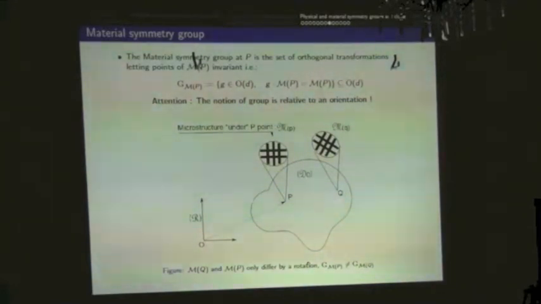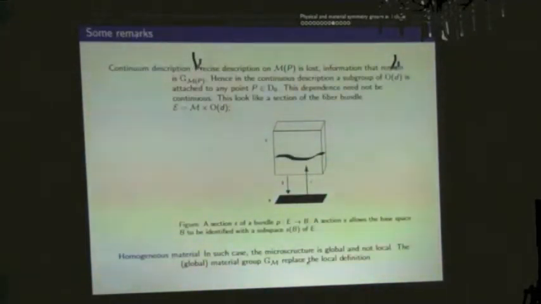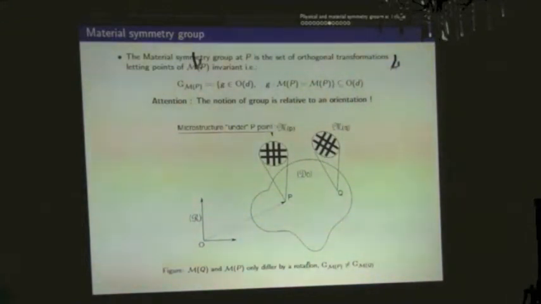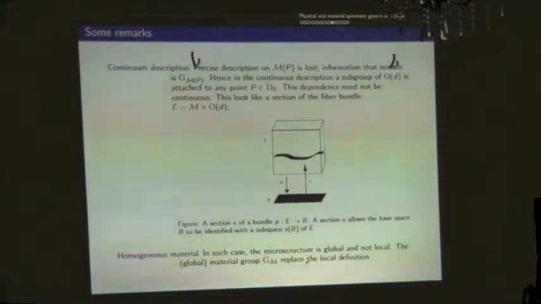So for heterogeneous material, you can speak only of the symmetry group at a particular point. There is no notion of global symmetry group. It's a local information only. And if you move to homogeneous material, the definition which was given here for the point P becomes true for any point, so we just cut P from this definition. But in general, this definition is just local. Well, there is something that's not very important here.